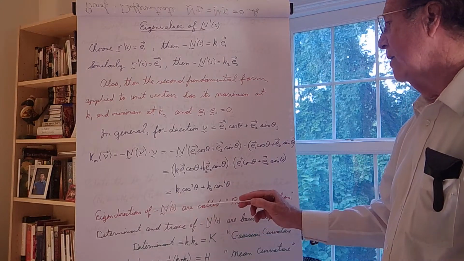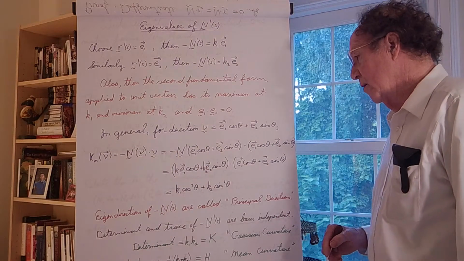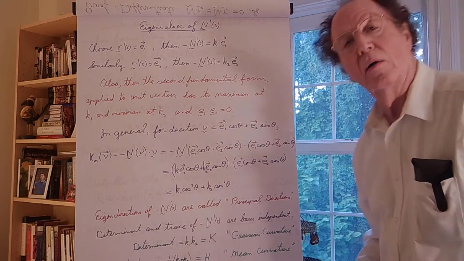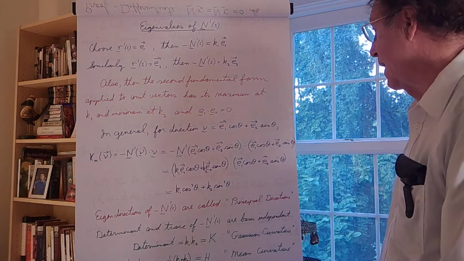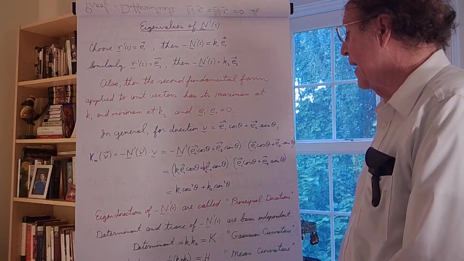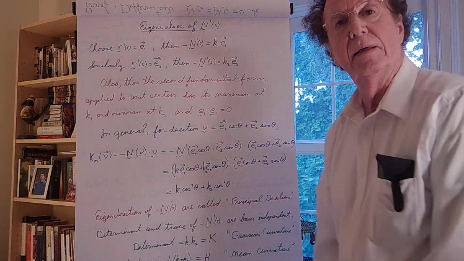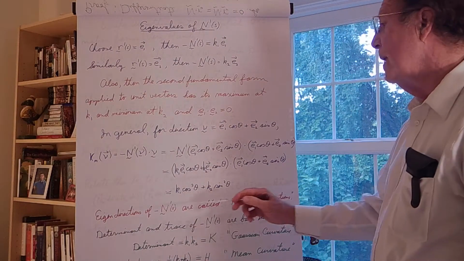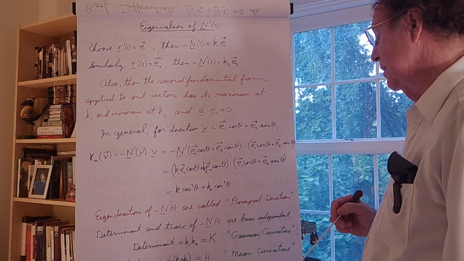Okay. So the eigendirections of minus n prime are called the principal directions, and then k1 and k2 are called the principal curvatures. We'll be looking at lots of examples where we can look at a surface and deduce what k1 and k2 are, or calculate them in some straightforward way. But let's remember that the eigendirections of n prime are called the principal directions.